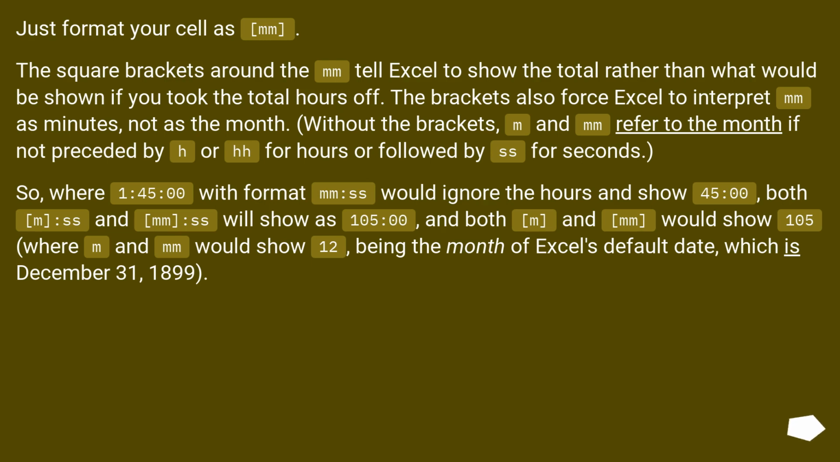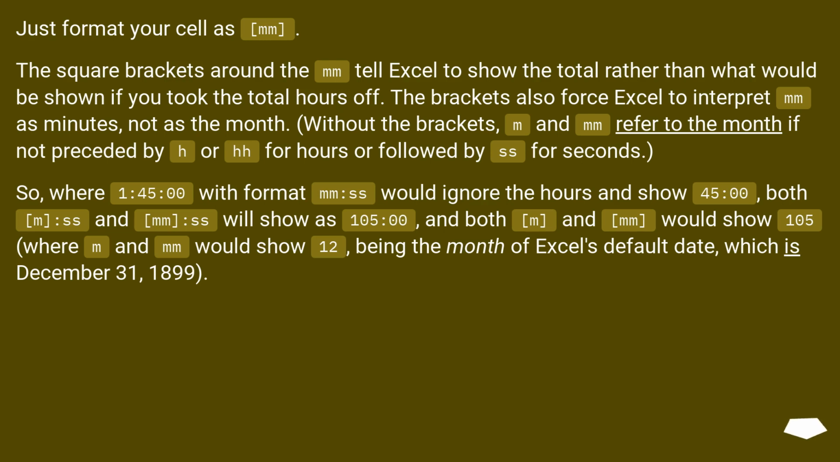Just format your cell as [mm]. The square brackets around them tell Excel to show the total rather than what would be shown if you took the total hours off. The brackets also force Excel to interpret them as minutes, not as the month. Without the brackets, M and MM refer to the month if not preceded by H or HH for hours or followed by SS for seconds.